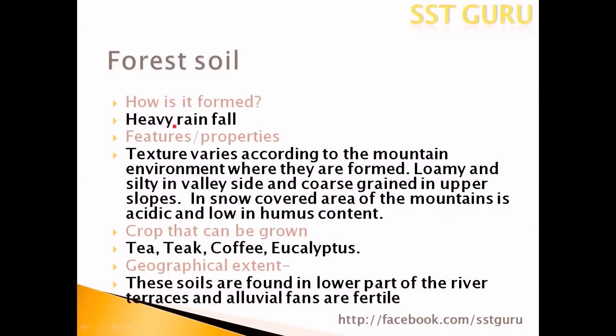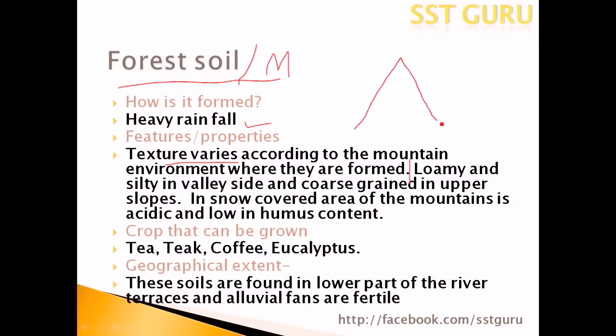Now coming on to forest soil. In forest soil, the basic feature that determines its formation is heavy rainfall. If you have very heavy rainfall and a lot of trees over there, then you have forest soil coming there. And forest soil is synonymous with mountain soil. Forest soil and mountain soil are almost one and the same. So now, what are the properties? Texture varies according to the mountain environment where they are formed. This is very simple.